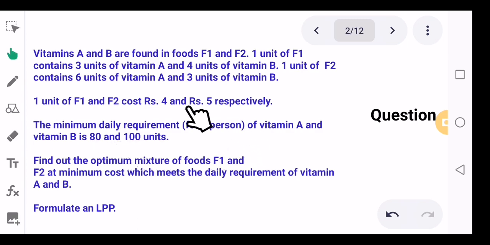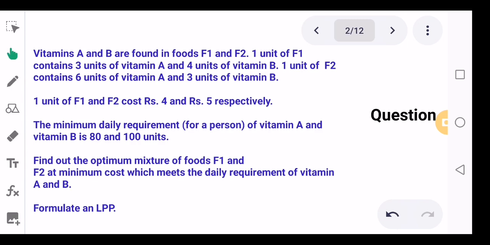So we will have to keep this in mind and find the optimal quantity of F1 and F2 that needs to be purchased. They have told the cost per unit of F1 and F2, but they have not told how much quantities we need to buy of F1 and F2. That is what we need to find out. We need to find out what is the optimal mixture of F1 and F2. We need to find out how much of F1 should we buy and how much of F2 should we buy, so that the cost is minimum and all the requirements of vitamin A and vitamin B also are met. So this is what we need to do in this question.